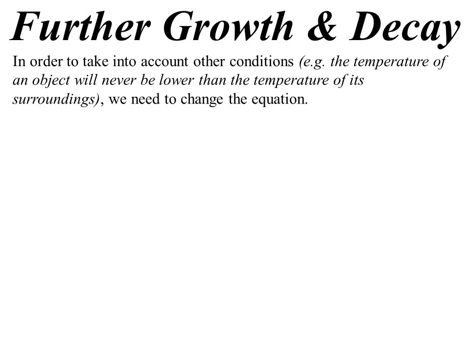Carrying on from yesterday, yesterday we looked at a very simplified model of growth and decay. Today we're going to expand on it a bit, because sometimes we do have to take into account other conditions. For example, the temperature of an object will never be lower than the temperature of its surroundings. We need to change the equation, and this is how we change it.